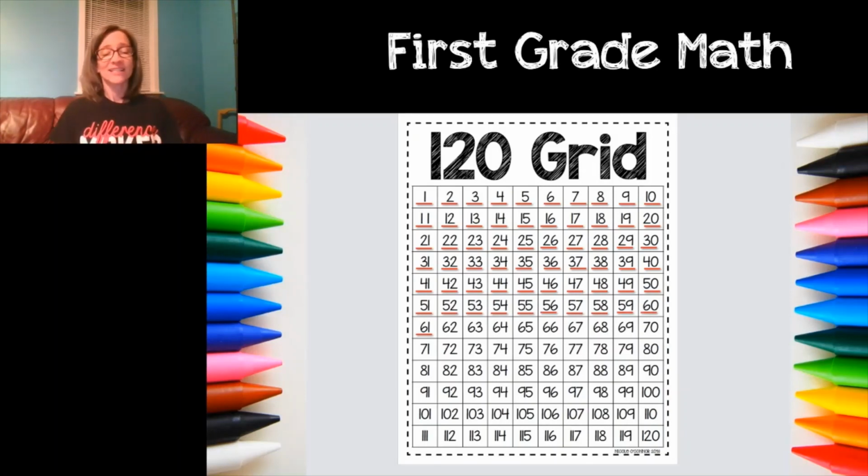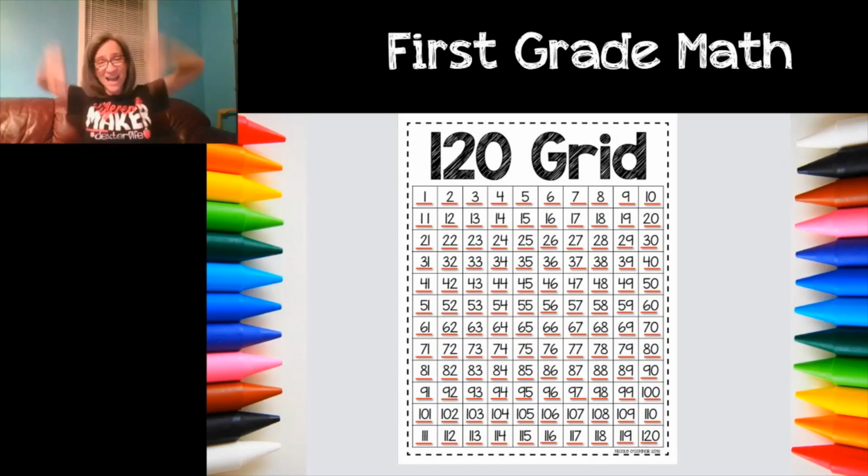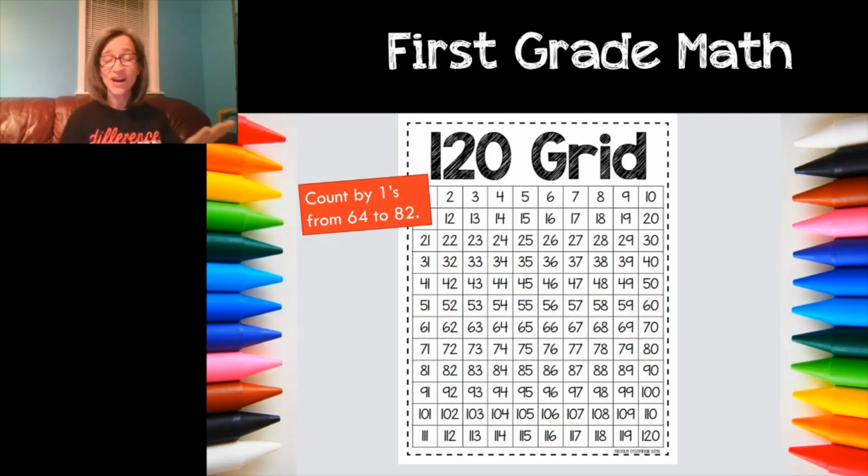Gotta take a breath. 61, 62, 63, 64, 65, 66, 67, 68, 69, 70, 71, 72, 73, 74, 75, 76, 77, 78, 79, 80, 81, 82, 83, 84, 85, 86, 87, 88, 89, 90, 91, 92, 93, 94, 95, 96, 97, 98, 99, 100, 101, 102, 103, 104, 105, 106, 107, 108, 109, 110, 111, 112, 113, 114, 115, 116, 117, 118, 119, 120. Good job, counters.